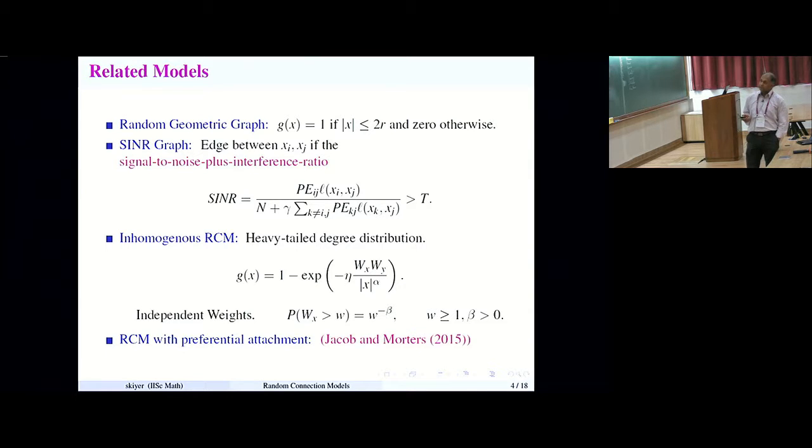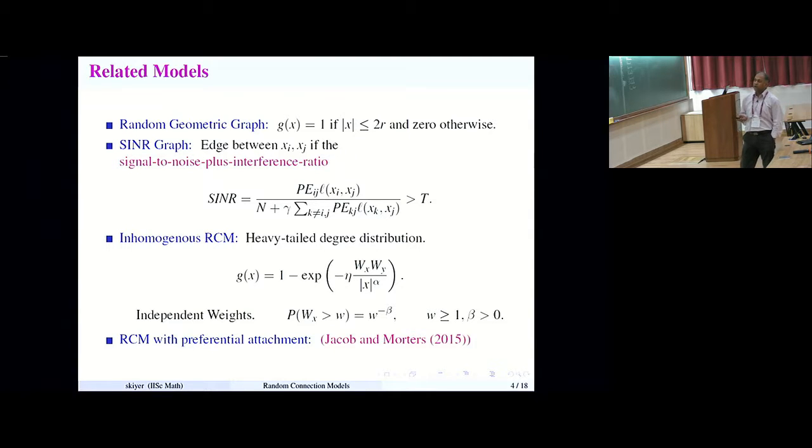There's another very interesting model that was introduced because this random connection model typically does not display a heavy tailed distribution. The degree distribution is not heavy tailed, and so to fix that, it makes sense to consider a model where at every vertex you have some weights. And the probability that any two vertices at x and y are connected depends on these weights, W_0 and W_x perhaps.